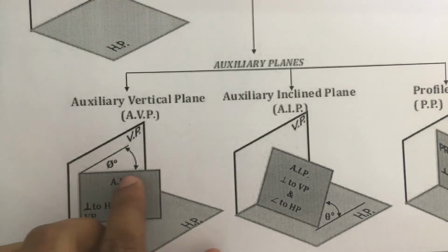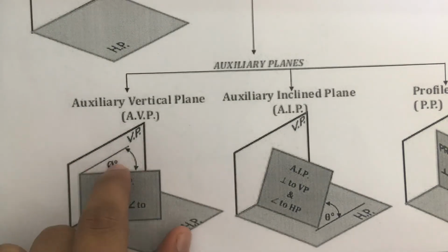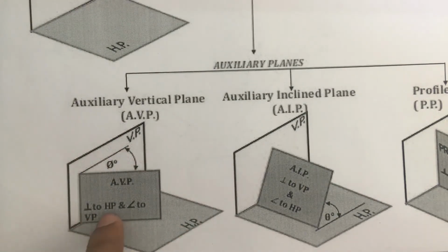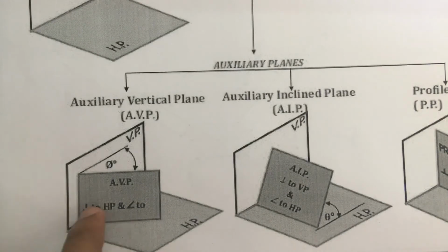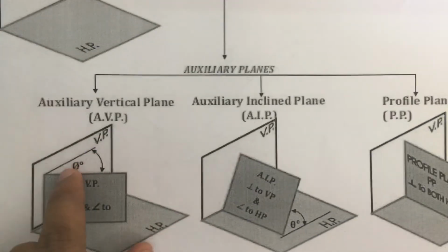It will appear like a straight line which is making some inclination with the XY line in top view. So a plane perpendicular to HP and making inclination with the VP will appear like a straight line inclined to the XY line in top view.